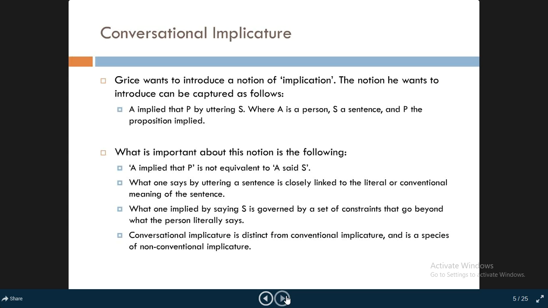What one says by uttering a sentence is closely linked to the literal or conventional meaning of the sentence. What one implies by saying S is governed by a set of constraints that go beyond what a person literally says. Conversational implicature is distinct from conventional implicature and is a species of non-conventional implicature.